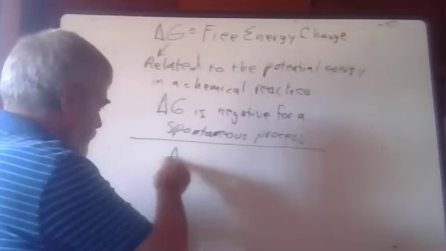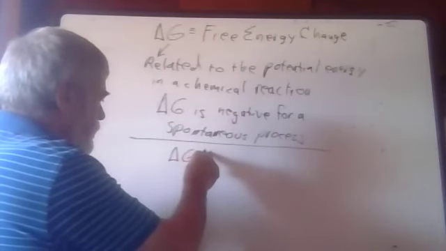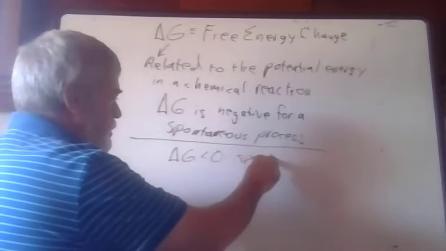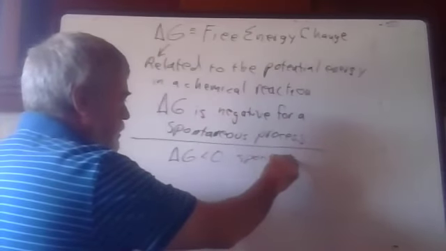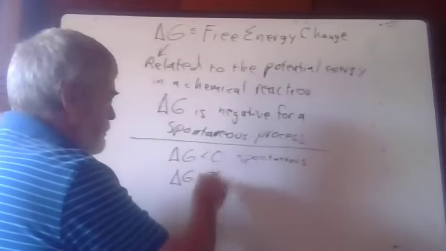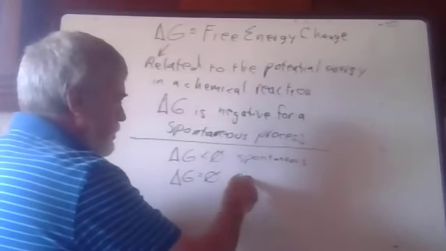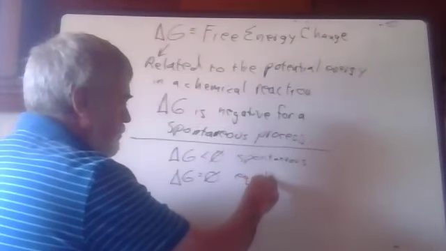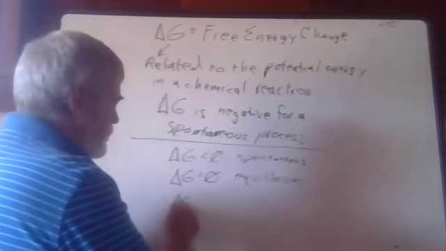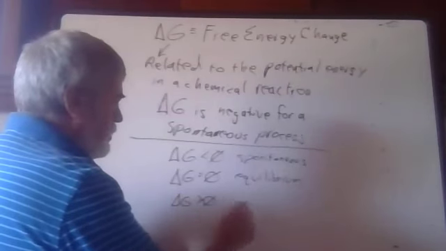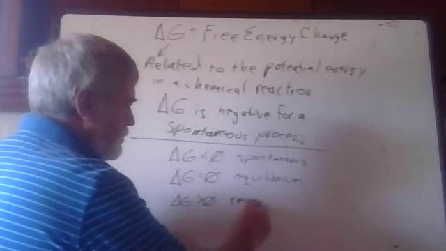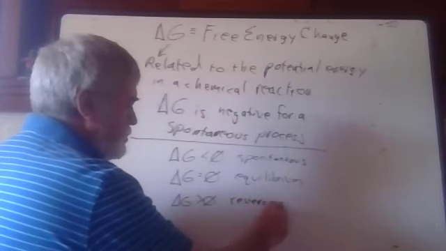So delta G less than 0 means spontaneous. Delta G equals 0 means equilibrium. Delta G greater than 0 means the reverse is spontaneous.